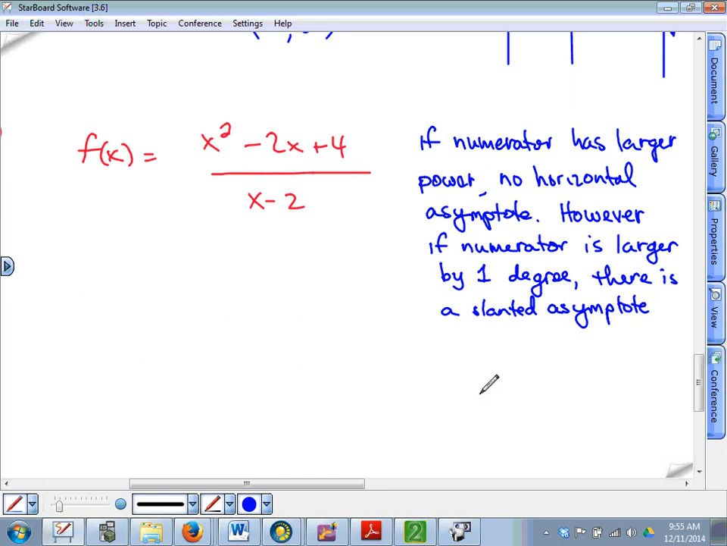So this graph is actually going to have a vertical asymptote, which represents a domain restriction, and then it's going to have a slanted asymptote, which still describes end behavior, just like a horizontal asymptote does. Okay?